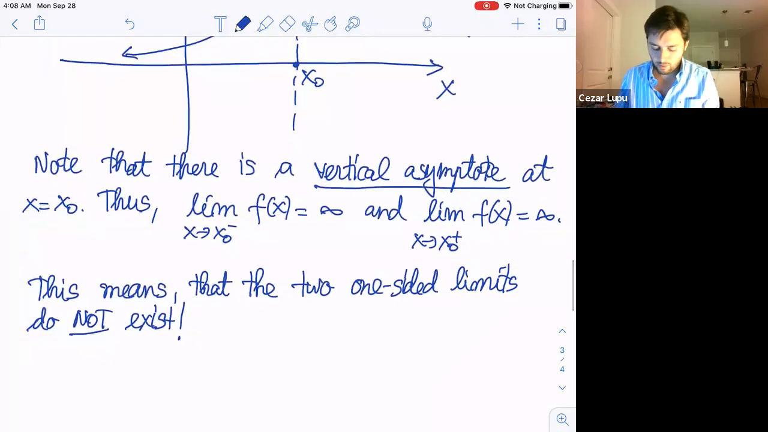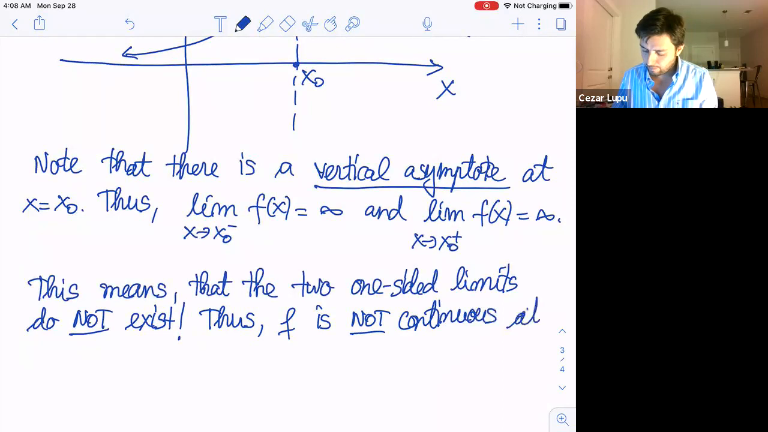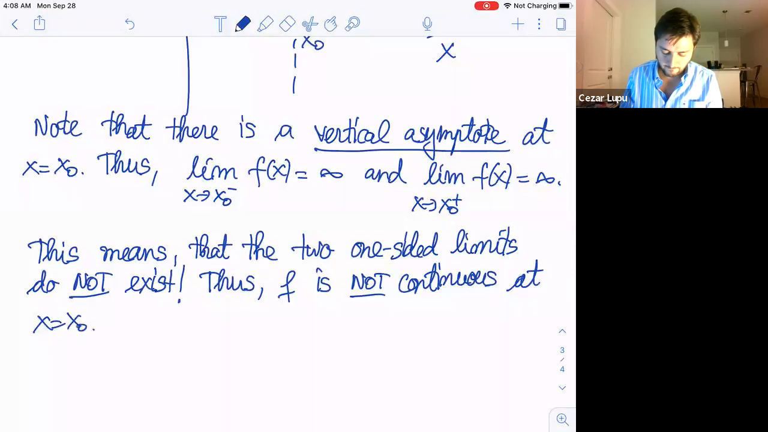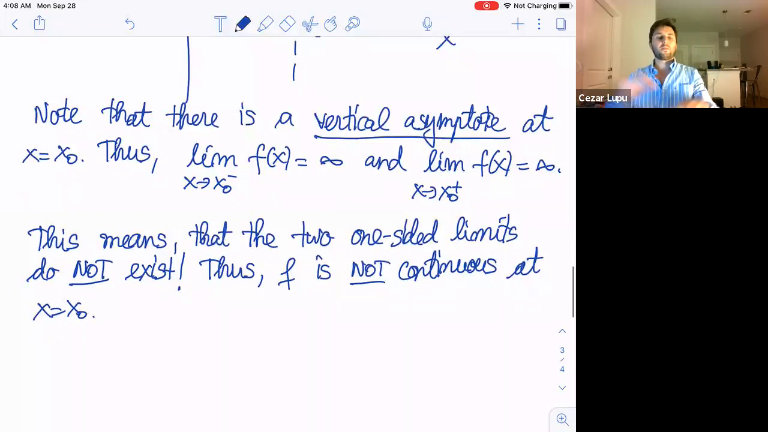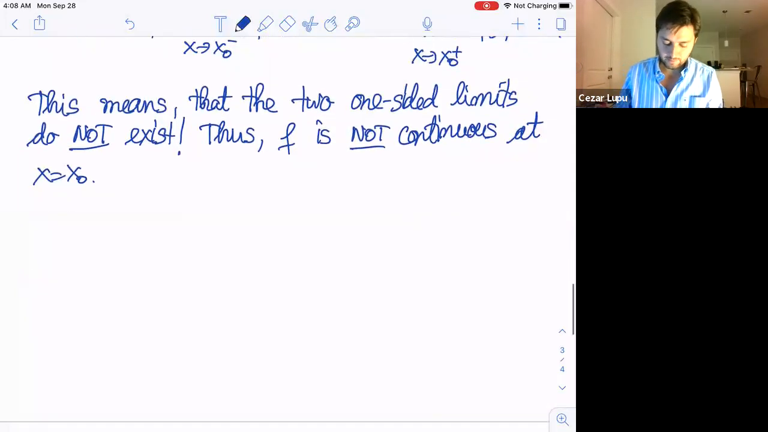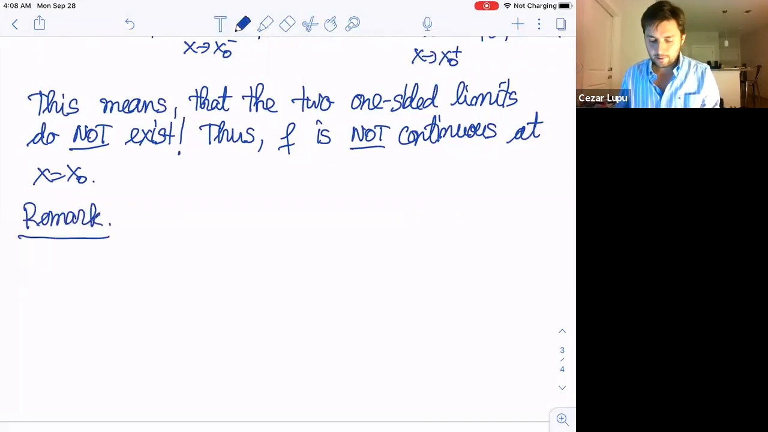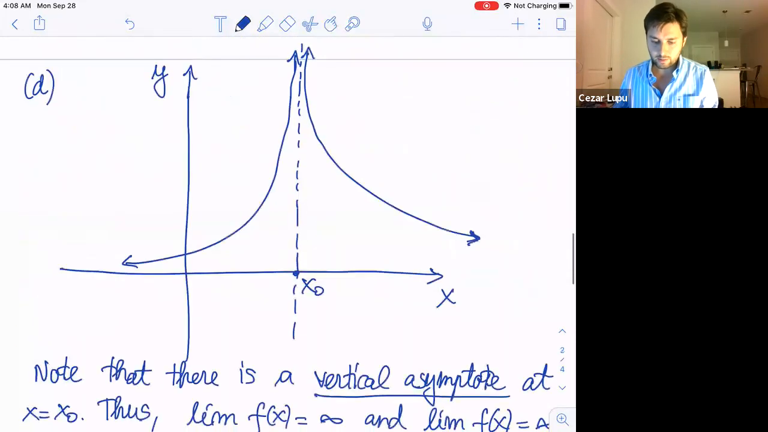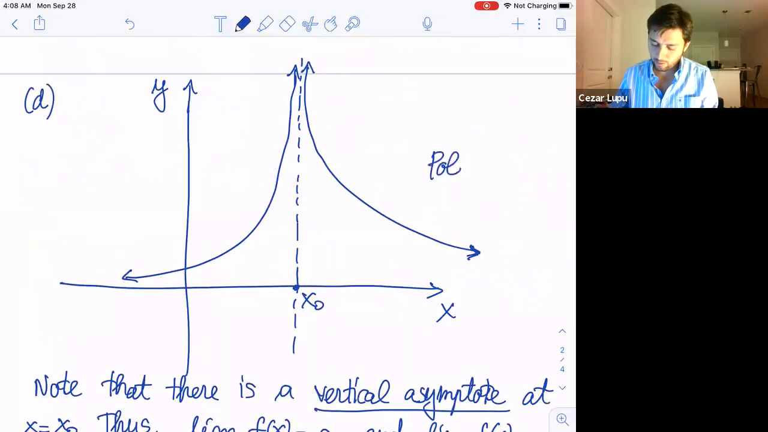Okay, so therefore my function f is not continuous at x equals x naught. All right, let's summarize everything now. Discontinuity occurs, let's point this out as a remark. In this scenario, we'll call this a pole. Here we have a pole.